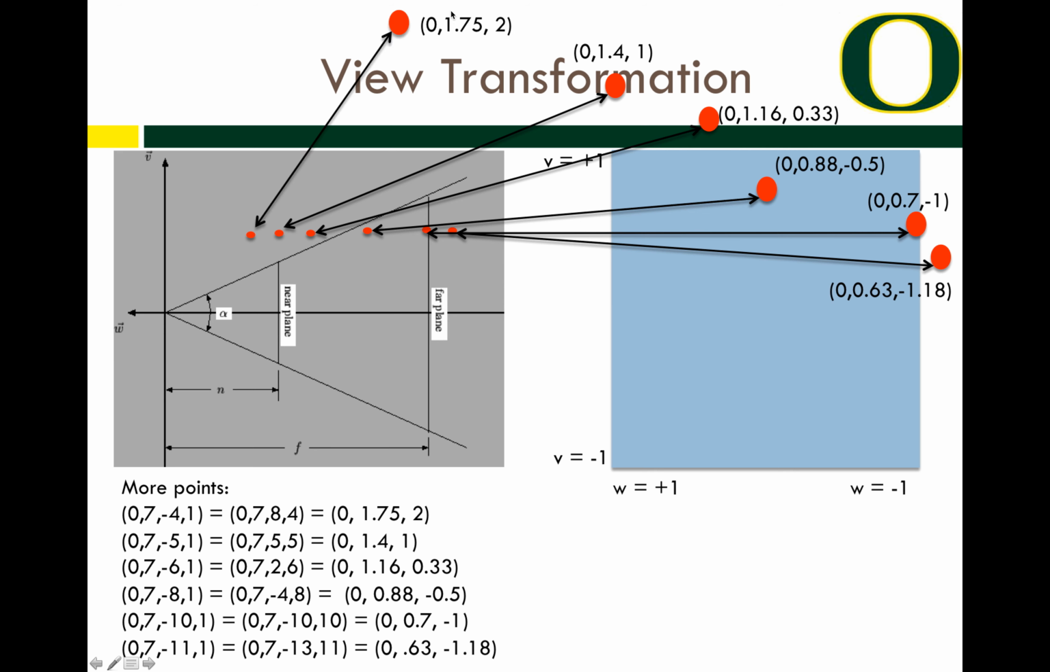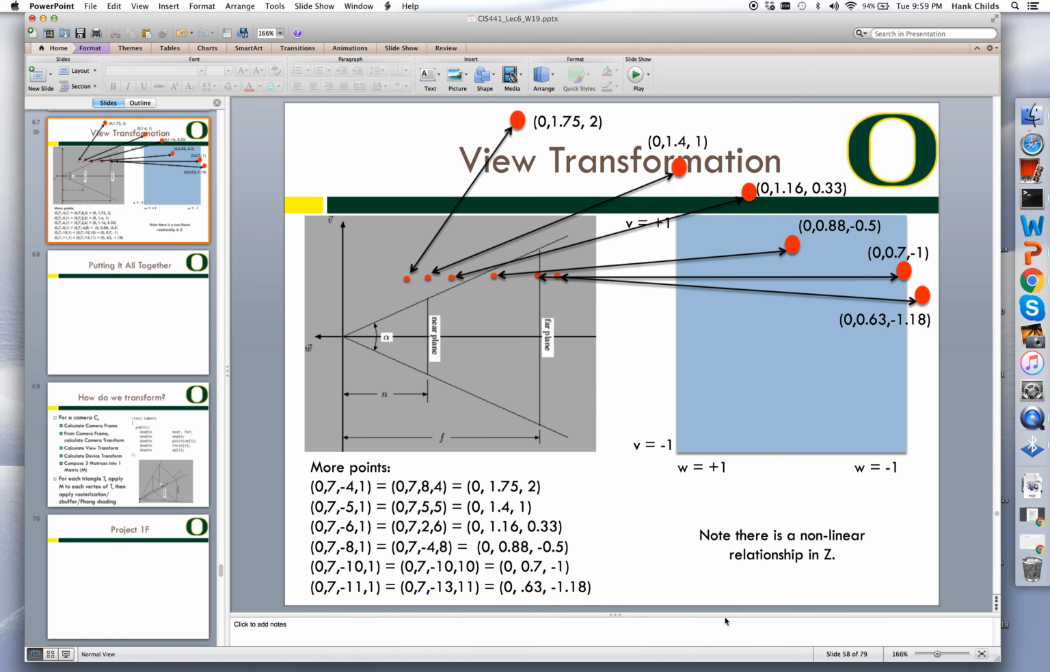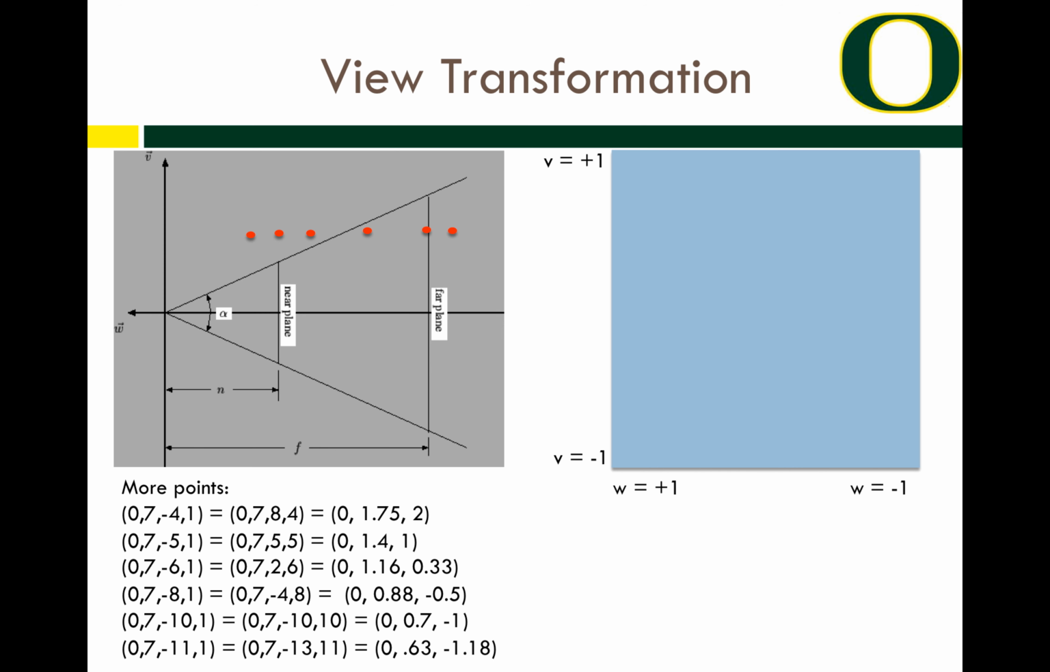And this one right here ends up in front of the near plane and also has too large a v value. And it's interesting, there's a very non-linear relationship. Here it says z, this should say w. I'll put Z because we call it the Z buffer algorithm, but this is labeled as the W space.